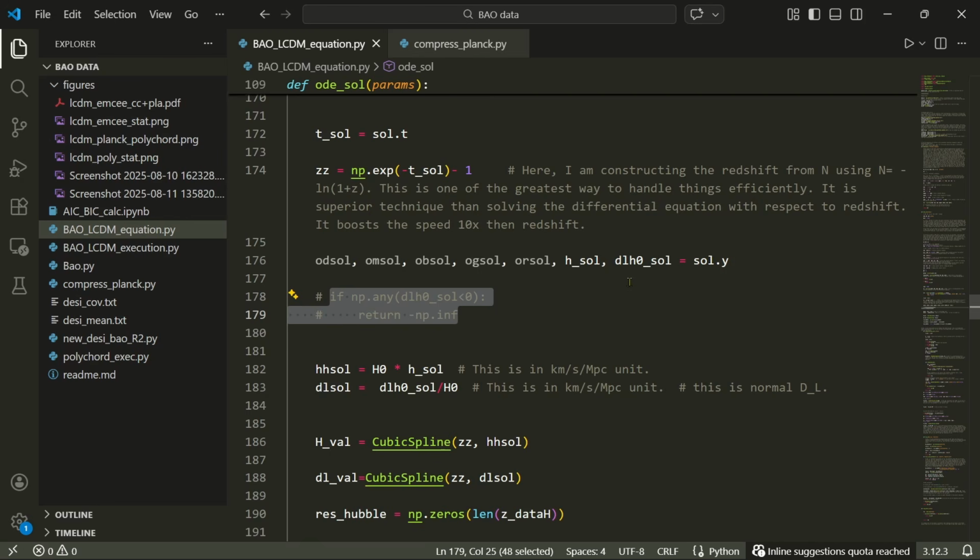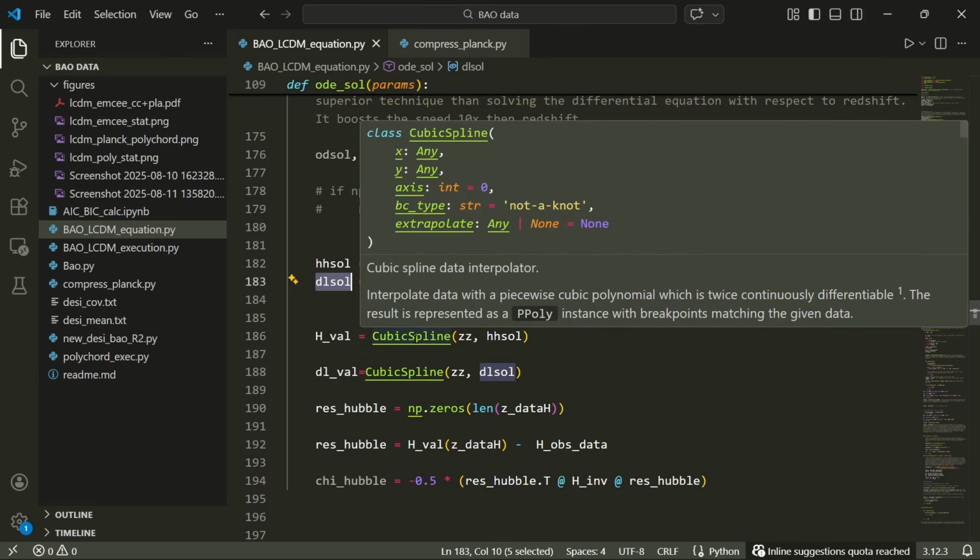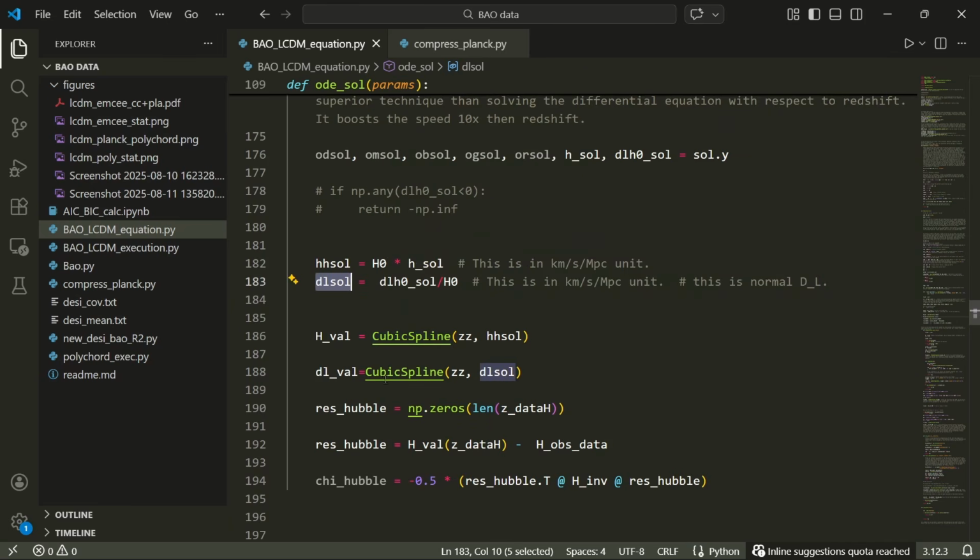Now, since h is your small h, I have to multiply. I have named it hh. DLH0 is DL times H0. I have to divide it by H0 to get DL, the original DL. Now I will use the interpolation that is called the cubic interpolation, which is most important. That okay, I have the z is an increasing function, and I am taking the hs sol. That will give you the h value, that h of z at different redshift.